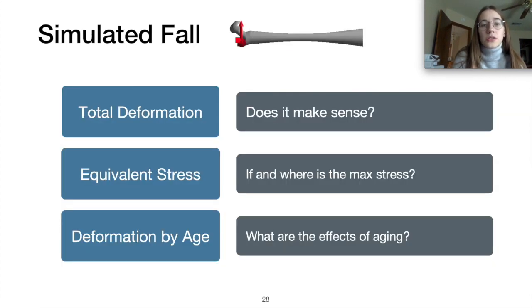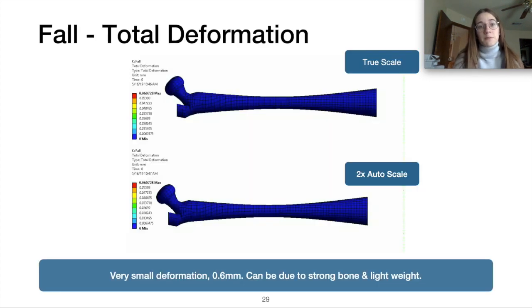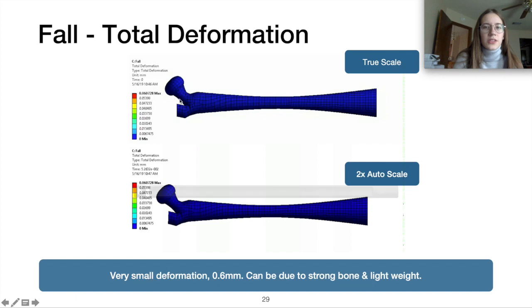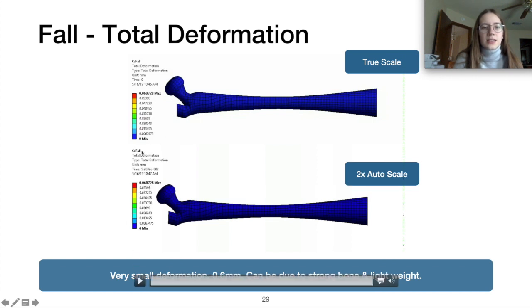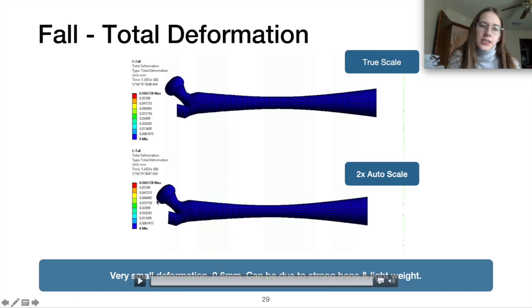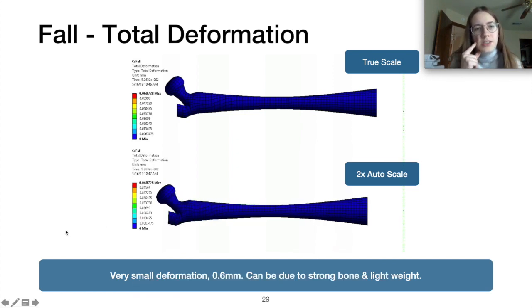So for the simulated fall, also total deformation to see if it makes sense, and equivalent stress: where are the maximum stresses? If I were to fall, where would my femur break? And then finally the deformation by age. Here we can see the total deformation. Is this one running? This true scale one is actually hard to see because it moves very, very little. So I scaled it here so you could see in what direction it would be moving. Very small deflection with the fall.